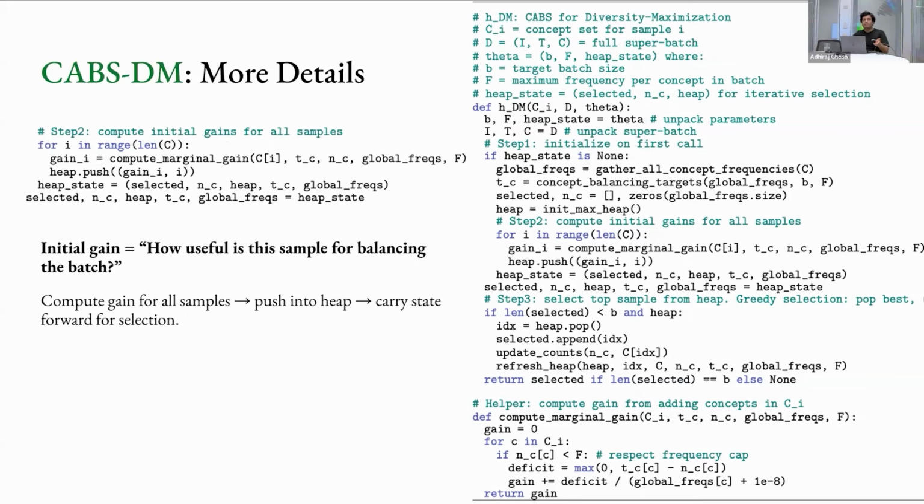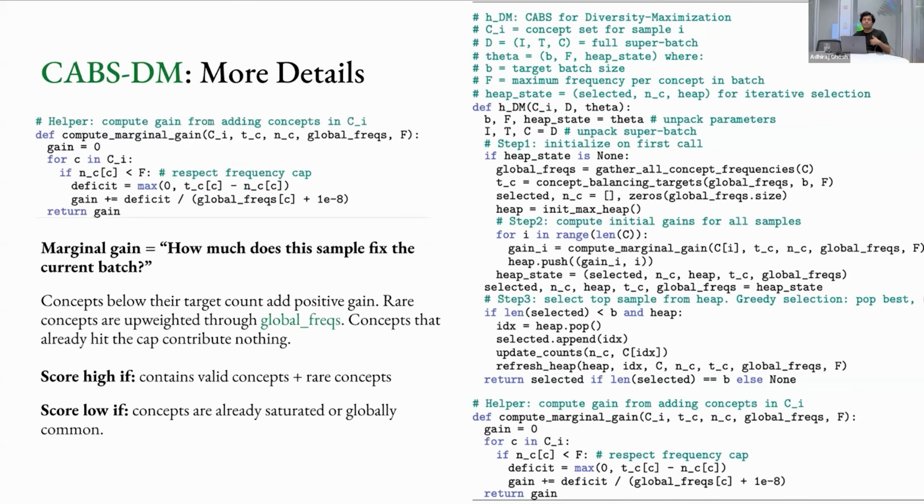Since we calculate the gain for all these samples, we push the best sample into the heap at the current stage, and then we update the heap to make sure that the next stages of sample selection are aware of the current batch as it exists. So how do we do this?